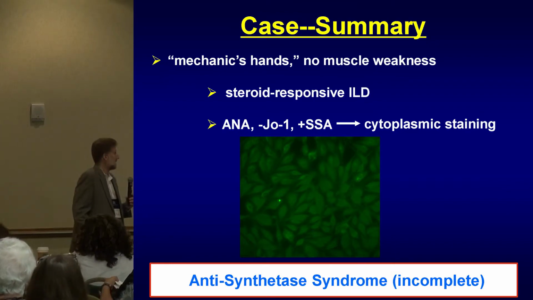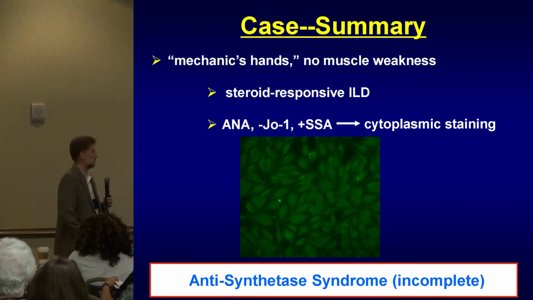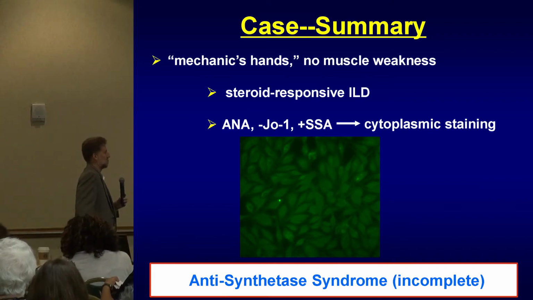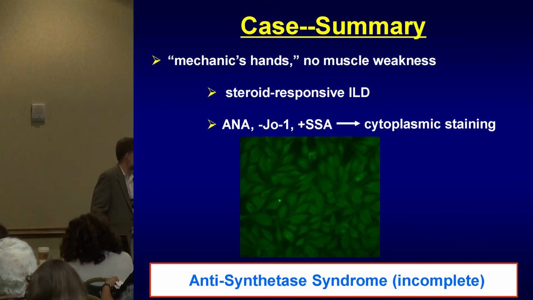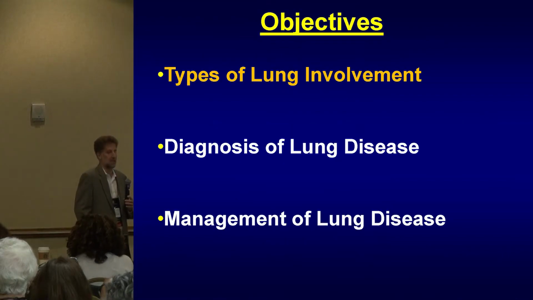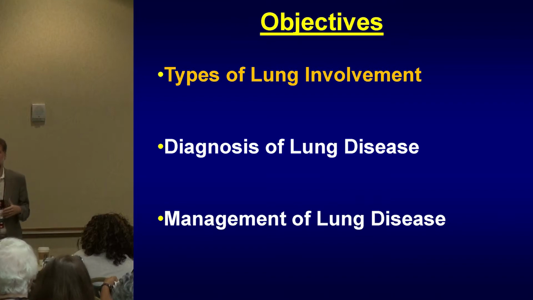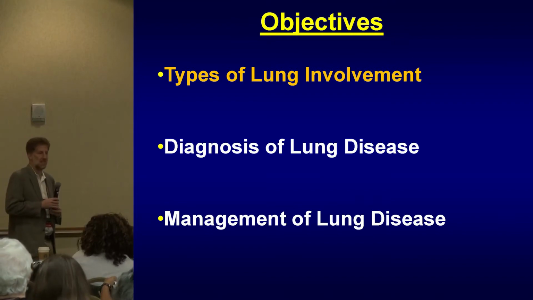So in fact, it's very common to have a negative ANA, but when we look more closely, we can see these unique antibodies. And the clue to that, again, can be the stain pattern when we do the ANA testing. So bottom line is, the diagnosis that we ultimately made was that this patient had what we call the anti-synthetase syndrome, but in an incomplete form because he didn't have active myositis, arthritis, fever, some of the other components that we see in that syndrome.